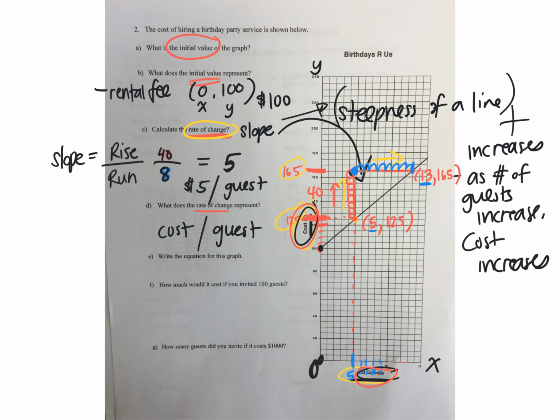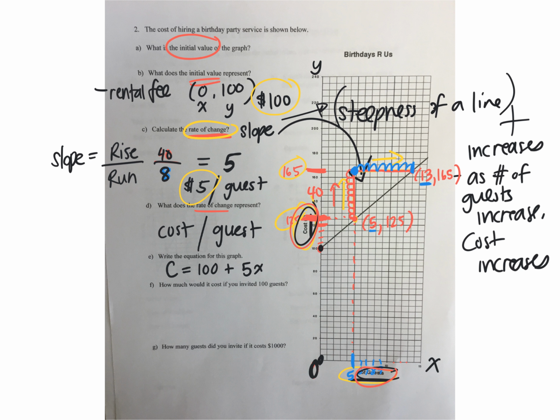So if we know that the initial value was 100 and the rate of change is $5 per person, how would you come up with an equation that shows you how to calculate the cost of this service? 100 plus 5x. What are you missing? An equation has to have what? An equal sign. What does that represent? That represents how you would calculate the cost of this service. Okay, so raise your hand if you got that equation.